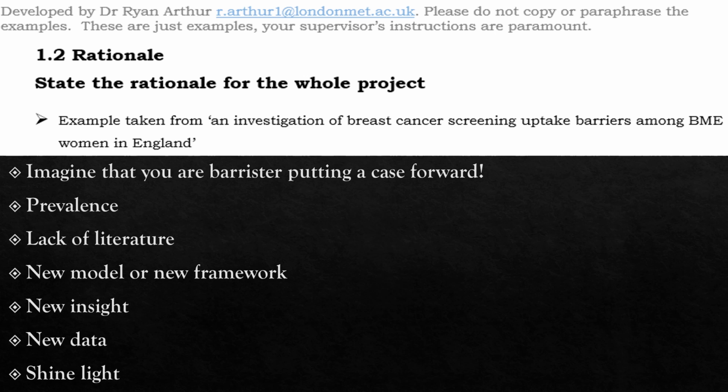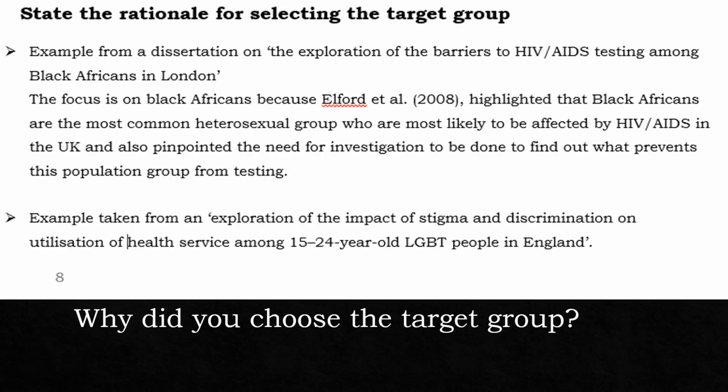In the last paragraph of your introduction, you should really put forward your argument. This is perhaps the only critical analysis that would be in your chapter 1. This is where you really put your argument across. You bring in everything you've discussed in this one paragraph, and you state your rationale for the whole project. And also, to add to this rationale, you can state the rationale for selecting the target group if you haven't done so already. So not only the rationale for the whole project, but the rationale for selecting the target group. And I brought some examples of this.